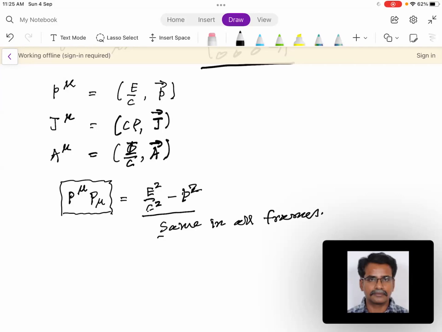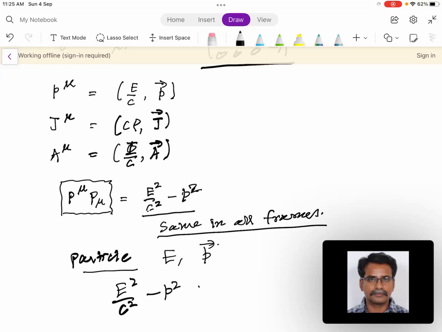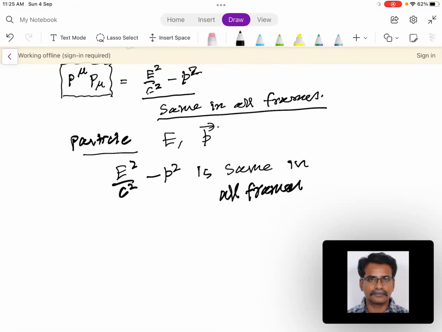Suppose you have a particle, and it has a certain energy E and a certain momentum P. Then E square by C square minus P square is the same in all frames. That means you must be able to write down some quantity which does not change from one frame to the other. The only quantity that we know that does not change from one frame to the other is the speed of light. So that should be part of this expression, and we want some quantity which has the dimension of momentum, in fact momentum square in this case. The only quantity you can construct like that is the rest mass square times C square.